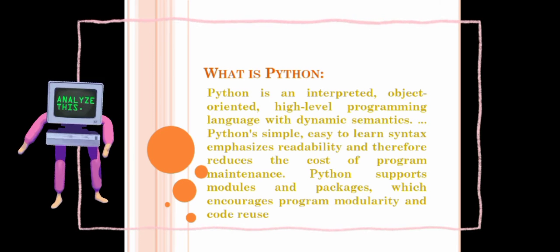What is Python? Python is an interpreted, object-oriented, high-level programming language with dynamic semantics. Python's simple, easy-to-learn syntax emphasizes readability and therefore reduces the cost of program maintenance. Python supports modules and packages, which encourage program modularity and code reuse.